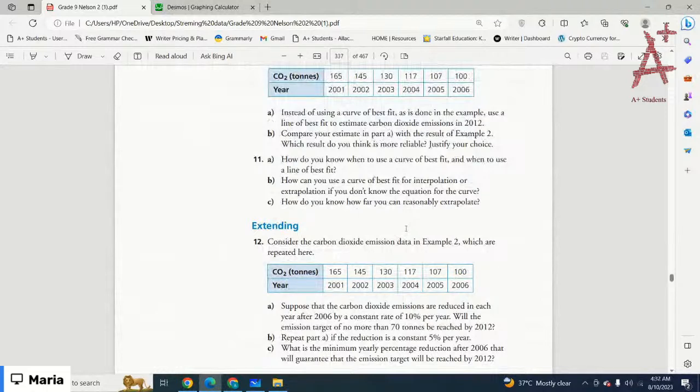Okay, how can you use a curve of best fit for interpolation or extrapolation if you don't know the equation of the curve? So we can use the curve of best fit to extrapolate and interpolate without knowing its equation by sketching it and then using a graph to see where the value lies. Like you can do it without an equation, just plot the points on the graph and use the graph to see where the value lies, right? How do you know how far you can reasonably extrapolate?